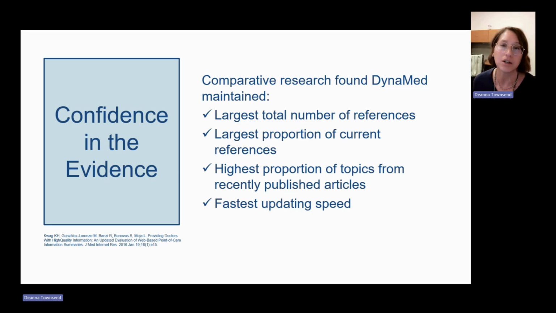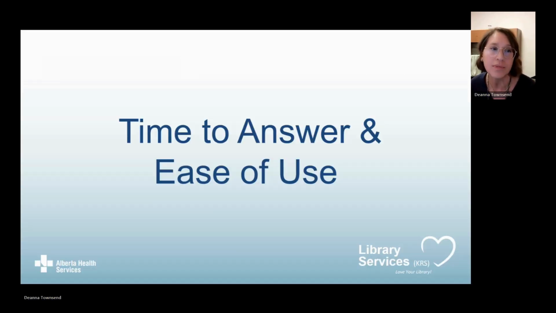And this is made apparent on the tool. So that's the confidence in the evidence. So feeling confident in the answer that you receive from that tool. But additionally, users in the comparative studies felt that it took them a little less time to acquire that clinical answer, and it was a bit easier to use UpToDate.